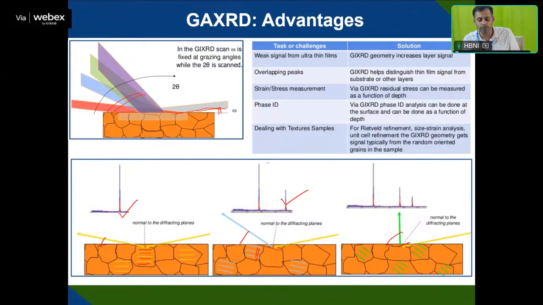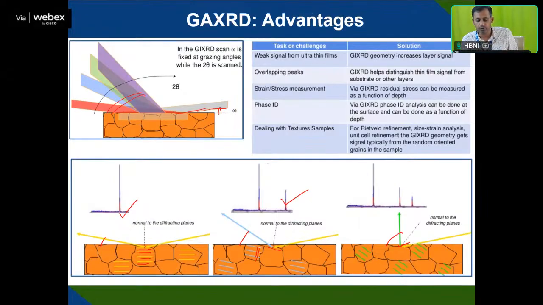So, weak signal from ultra thin film. It's a very thin film, and sometimes the signal is very weak. In that case, the glancing angle XRD geometry increases the layer signal. By changing the geometry of the sample and the 2 theta position, you are able to get a better signal.